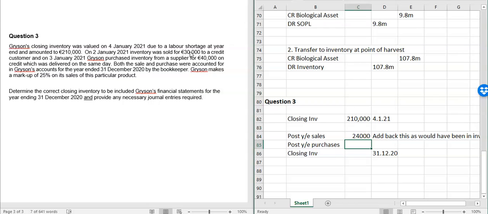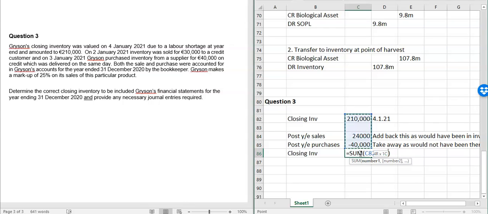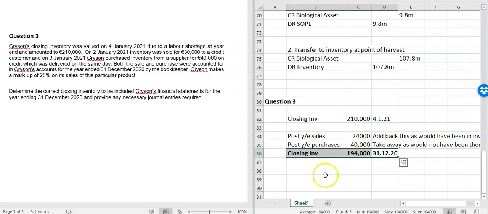Purchases are the opposite. You've purchased goods on the 3rd of January, so that means they would have been in stock on the 4th of January and included in here. But we know they wouldn't have been there on the 31st of December. So take away what would not have been there at 31st of December. And because it's purchases, you can take off the 40,000 directly, because when you buy inventory, that's the cost. When you sell, you do cost plus a profit, your margin or your markup. Whereas when you're buying goods, that's the actual cost of the inventory. So your closing inventory here at the 31st of December will be 194,000.